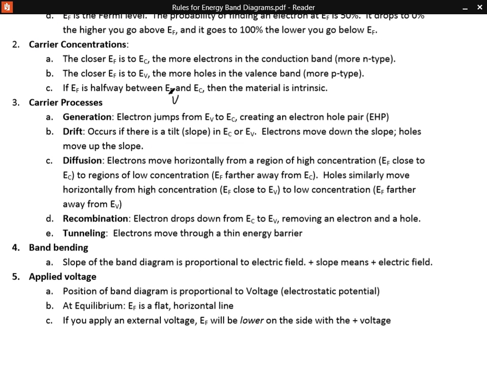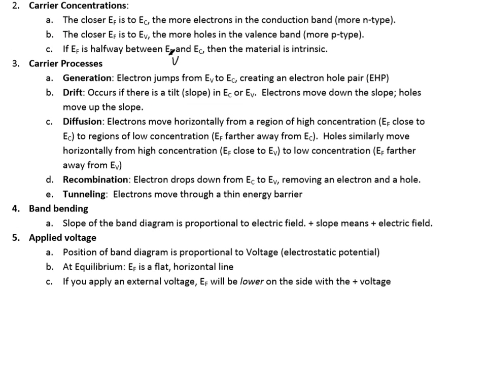So that's tunneling. Then band bending: the slope of the band diagram is proportional to the electric field. A positive slope means a positive electric field and vice versa. Band bending is something that's best if you practice it. If you draw the band diagrams of a MOSFET at accumulation, inversion, and so on, you'll see how to do the band bending. And it's slightly different in all the different cases, so it's best if you just practice that.